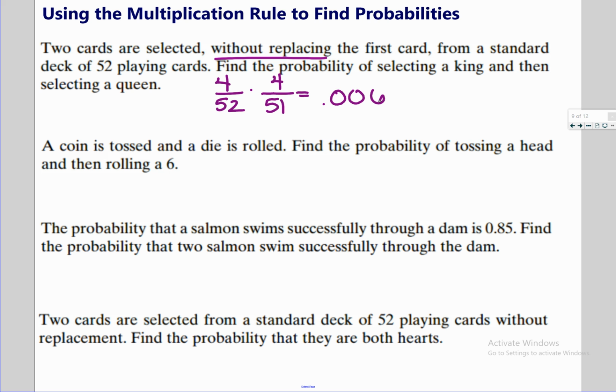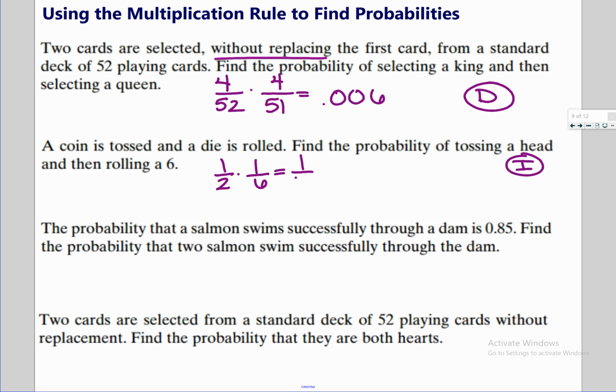Okay. And those were, by the way, dependent events, because that second fraction changed based on the first event that happened. All right, a coin is tossed and a die is rolled. Find the probability of tossing a head and then rolling a 6. Are these independent or dependent events? They are independent events. What's the probability of tossing a head? What's the probability of rolling a 6? And nothing weird happens with either of those because they do not affect the other.